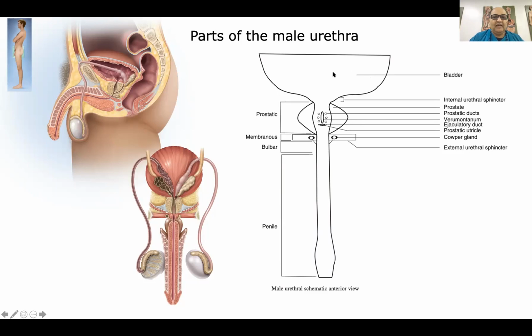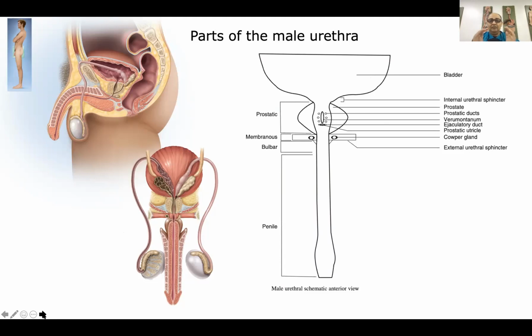This is the urinary bladder. We know about prostatic urethra, membranous urethra, bulbar urethra, penile urethra. There is no rocket science here. We know this elevated part, we call it verumontanum. There are so many ducts here. So we have internal sphincter at this place, external sphincter at this place. Are we good? Now we are going forward.